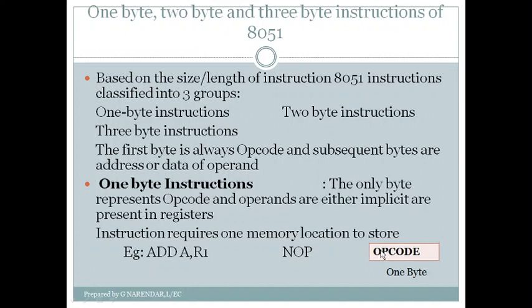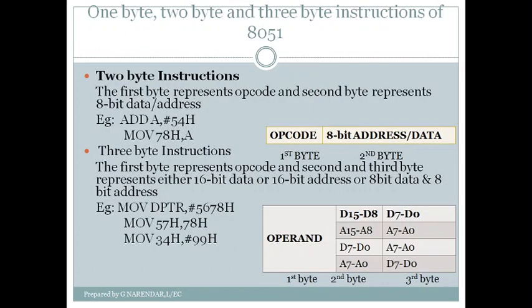So the general representation for the 1 byte instruction is the opcode. Opcode takes 1 byte, and if at all there are operands, operands are registers. So next we'll go to the second group, that is the 2 byte instruction.